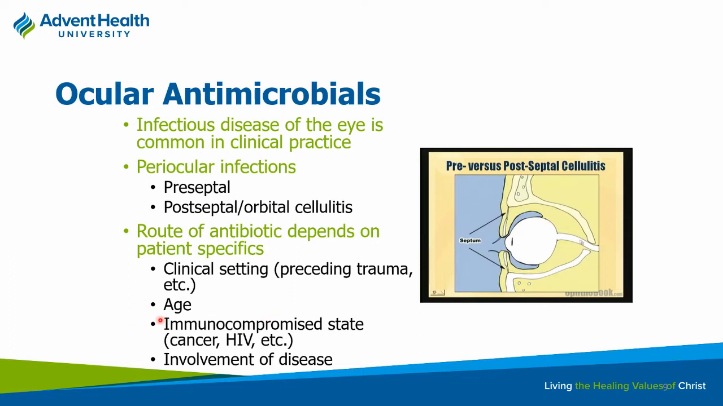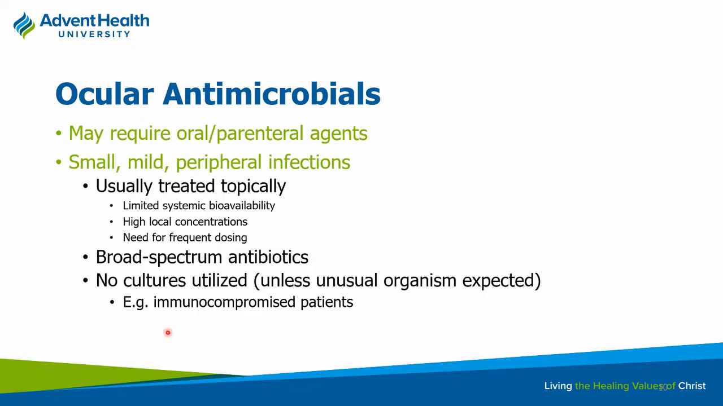If they're immunocompromised, they may also be at risk for things like fungal infections, which can be really problematic, and viral infections that most immunocompetent individuals would not have to worry about. And as I mentioned, the involvement of disease will play a big role as well. So just know that it may require oral or parenteral antibiotics, though very frequently, especially in the urgent care, fast track sort of setting, you're going to see that topical is going to be used most frequently.